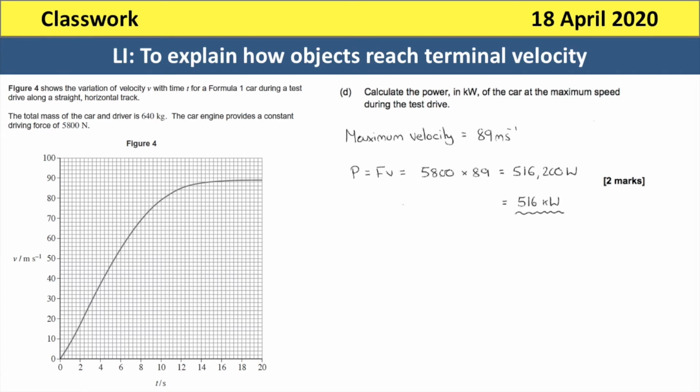We will then use the equation power equals force times velocity, which is on the A-level formula sheet, to do the driving force, which is 5,800, multiplied by that velocity, which is 89, which gives us 516,200 watts. However, it wants the answer in kilowatts, so we need to divide that by 1,000 to give us 516.2 kilowatts, or simply 516.